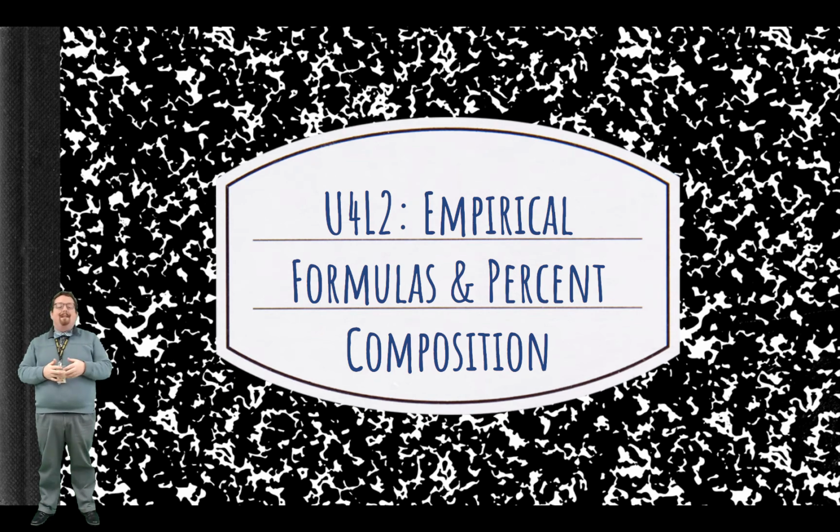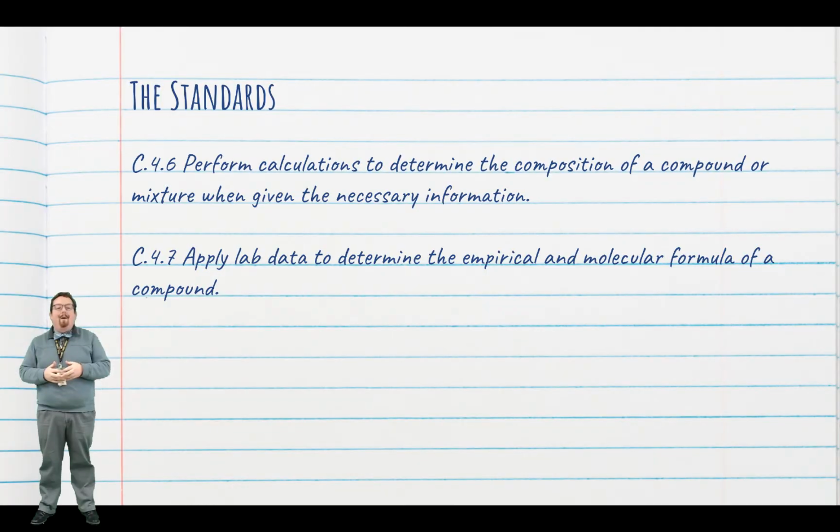In today's lesson, the second lesson of Unit 4, you'll be learning about empirical formulas and percent composition. More specifically, we'll be covering C.4.6 and C.4.7, which ask you to be able to perform calculations to determine the composition of a compound or a mixture, given the necessary information, and to apply lab data to determine the empirical and molecular formula of a compound. That being said, let's get started.